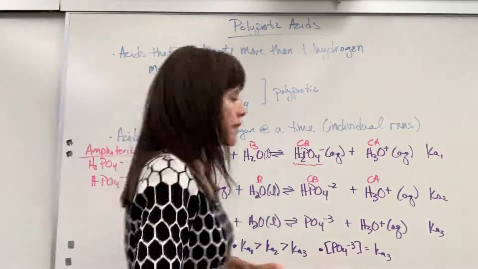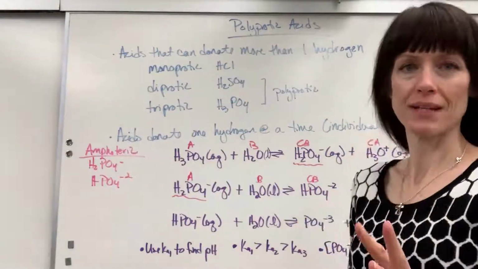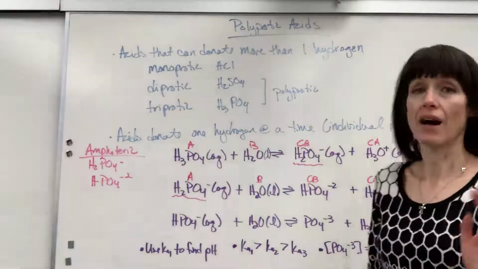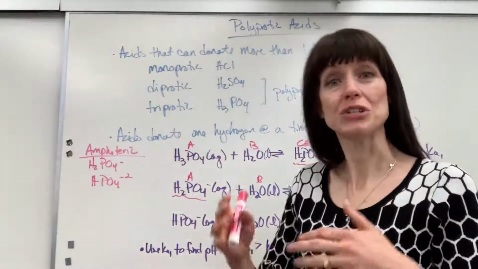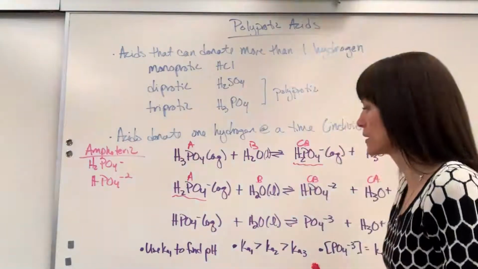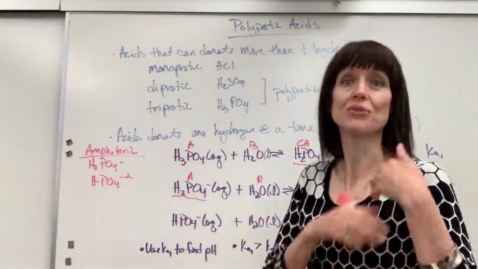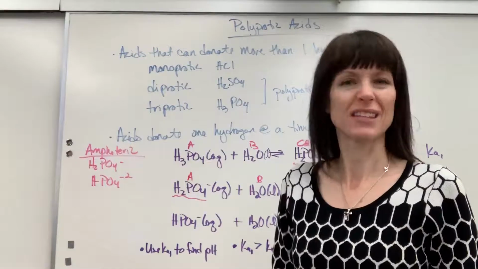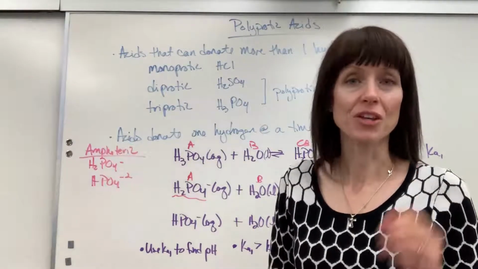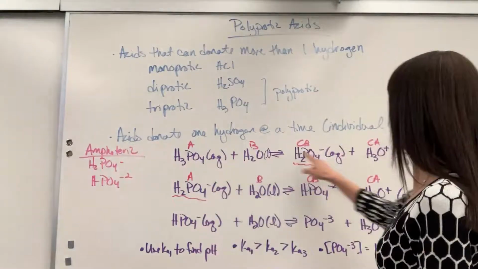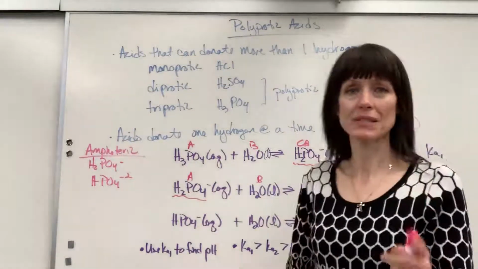Okay, now there are 3 really important applications, and I've written them down here. I also have a video actually doing the math and showing you this. So here are the 3 applications. When you have a polyprotic acid and you're asked to find the pH, I'm going to give you the quick, dirty way to do this. You only do the ice table for Ka1, for this one right here. And here's the reason why.